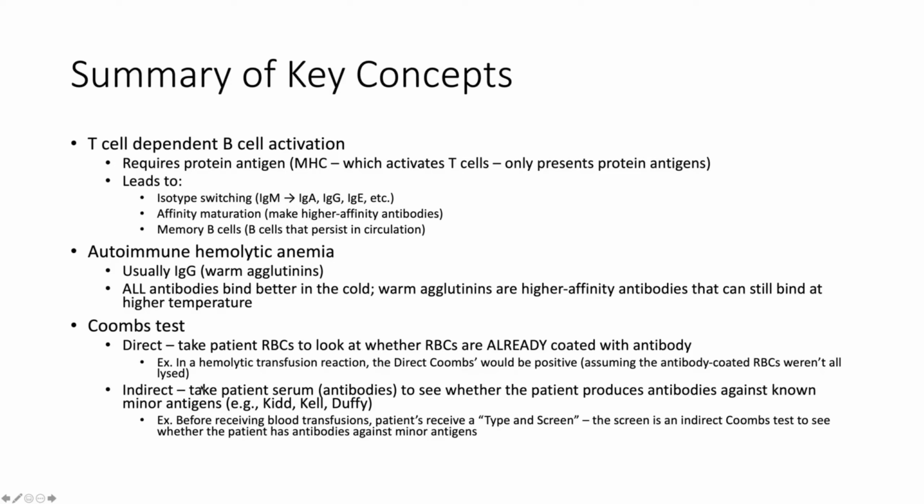The direct Coombs would be positive because the RBCs would be coated with antibodies that you would take out of the patient. An indirect Coombs takes the patient's serum to see whether the patient is producing antibodies against known antigens, like Kidd, Kell, Duffy. An example of this is that before receiving a blood transfusion, patients receive what's called a type and screen. The screen is basically an indirect Coombs test to see whether the patient has antibodies against minor antigens that you have to look out for. All of these things will make more sense, but this summary of key concepts is the roadmap you can come back to.